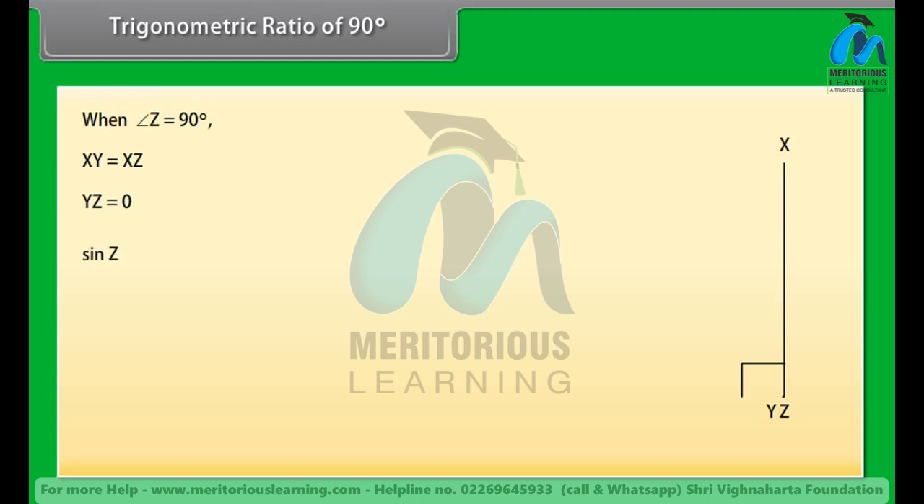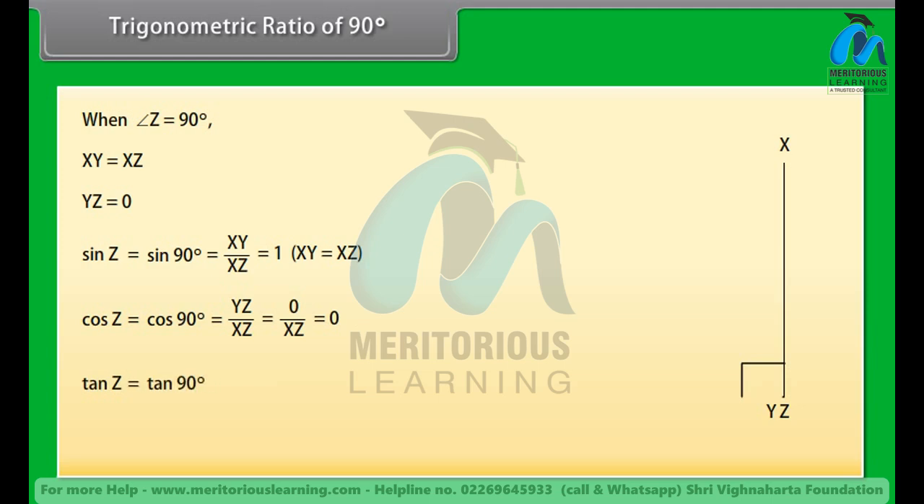Sin Z is equal to sin 90 degree, which equals XY upon XZ, which equals 1, as XY is equal to XZ. Cos Z is equal to cos 90 degree, which equals YZ upon XZ, is equal to 0 upon XZ, which equals 0. Tan Z is equal to tan 90 degree, which is equal to XY upon YZ equals XY upon 0. Therefore, tan 90 degree is undefined.